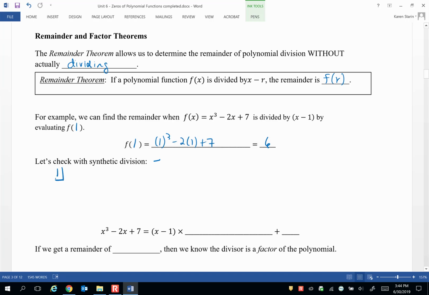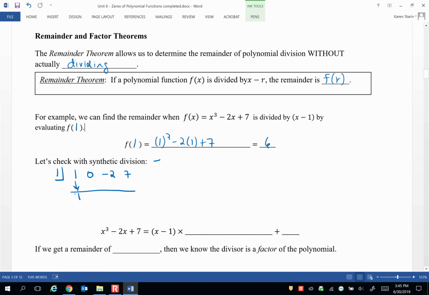So we put 1 up in the little box on the left. We represent every coefficient. If we have missing terms, we put zeros for placeholders in descending order. So I have 1 for the 1x cubed. I have 0 because there is no x squared. Negative 2 for the negative 2x, and 7 for the constant. Bring down the leading coefficient of 1.